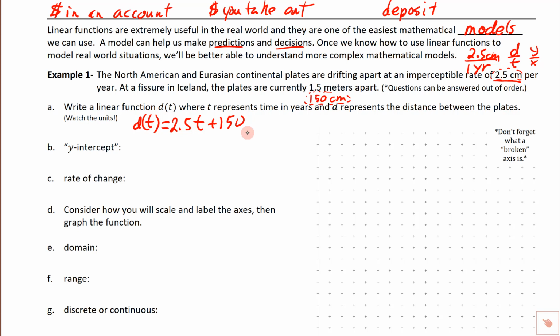It says, what's the y-intercept? The y-intercept is 150, and what that means is (0, 150). So at time equals 0, it's 150 centimeters apart, that 1.5 meters that we talked about earlier. It says, what's the rate of change? Here we're talking about this one right here, 2.5 centimeters per year, and I'll put a 1 right there. And then it says, consider how you will scale and label the axes and then graph the function.